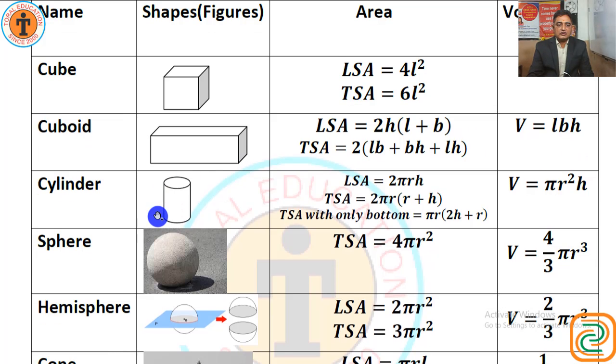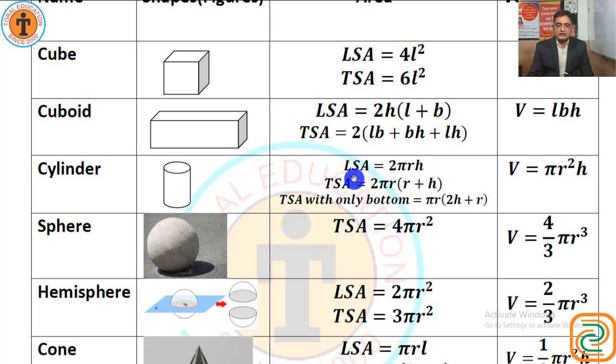Here is the cylinder. Cylinder has LSA 2 pi RH. Pi is a constant. LSA, that means curved surface area, not including top and bottom, only curved surface area, that is 2 pi RH. And TSA, including bottom and top, is 2 pi R into bracket R plus H. If there is no top, only bottom, then TSA with only bottom is pi R into bracket 2H plus R. And volume of cylinder is pi R square H.